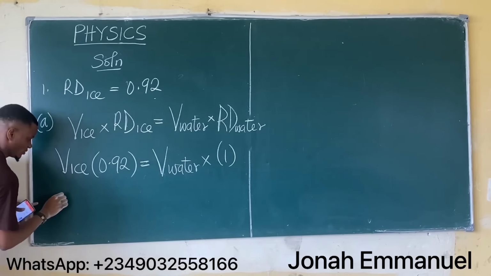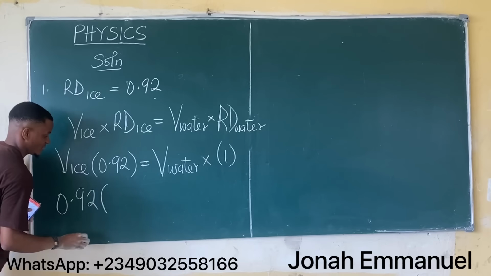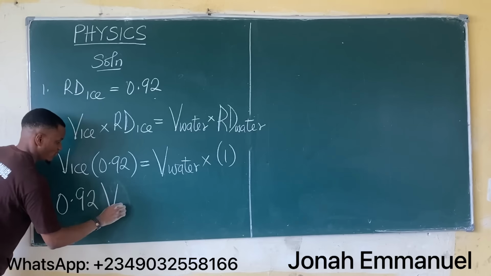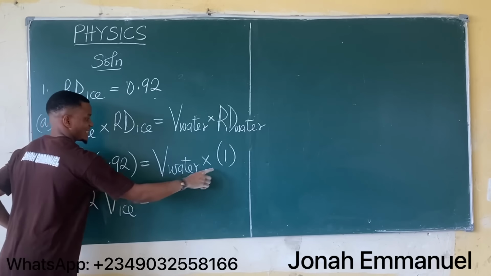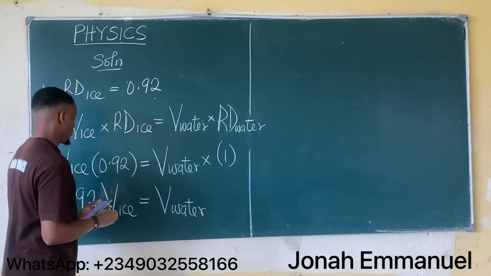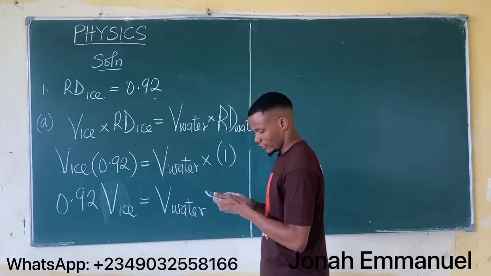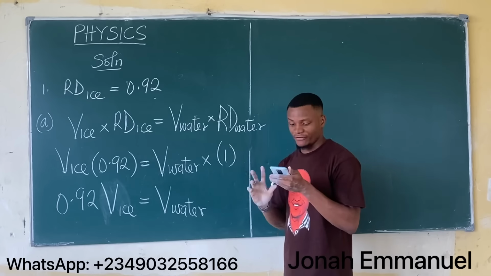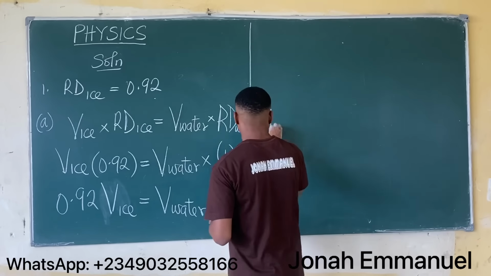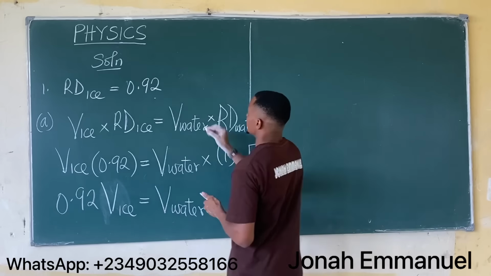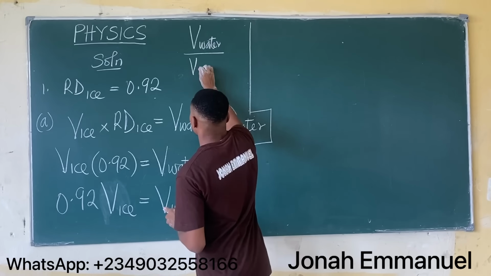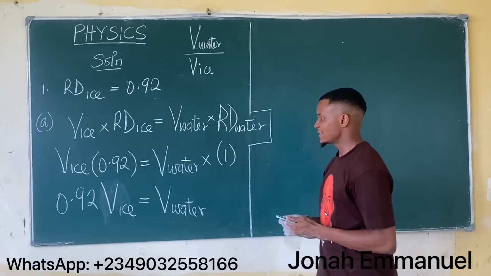Okay. So this gives you 0.92 times the volume of ice is equal to, this times 1 is itself, the volume of water. The question says, to get the fraction of the volume of the piece of ice that will be submerged in water, we'll look for a way to get the ratio of volume of water all over volume of ice and see what we have as our answer.